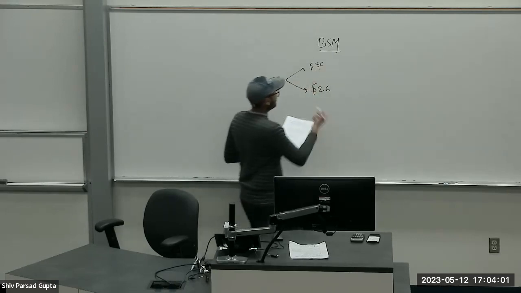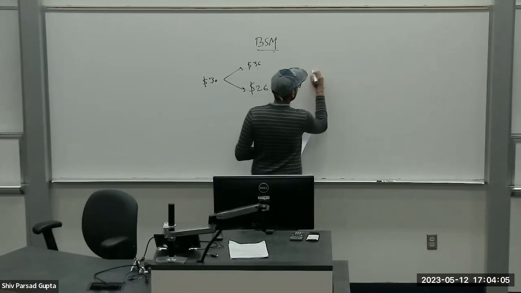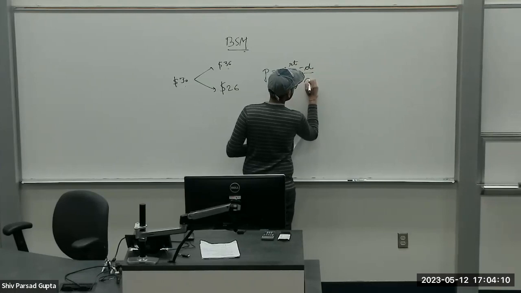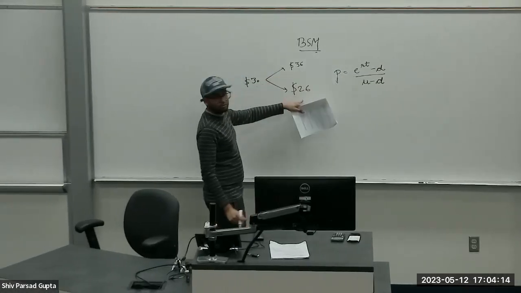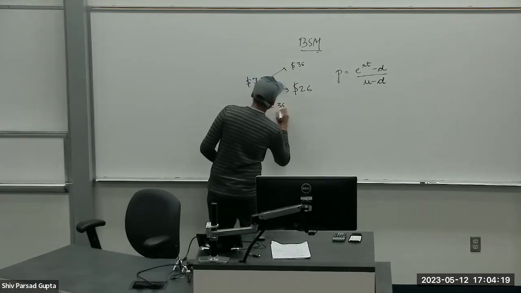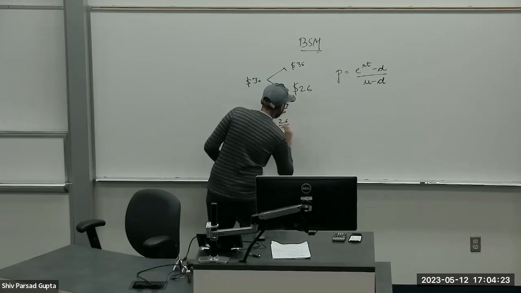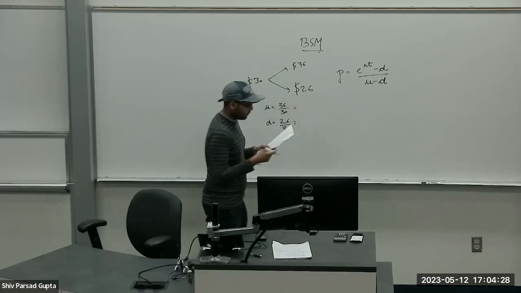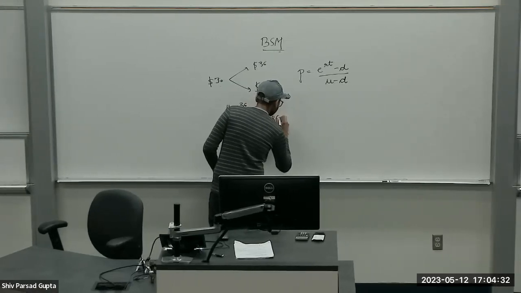To calculate the risk neutral probabilities, we have this formula: p is equal to e to the power rT minus d upon u minus d. We know that the stock price can either go to 36 or fall to 26. So here u will be 36 upon 30 and d will be 26 upon 30. Using this we get 1.2 and 0.8667.